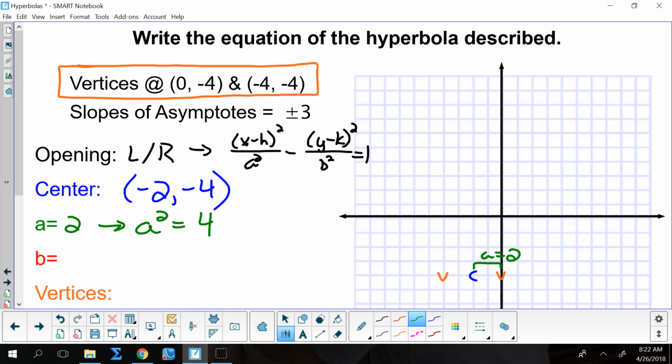Now, that A value might be a B value. It depends. If the vertices are vertical, then it's a B value. So if you're given the 2 vertices, you're given the center, you're given A or B, and you're given the direction of opening. For sure. How do you find the B?